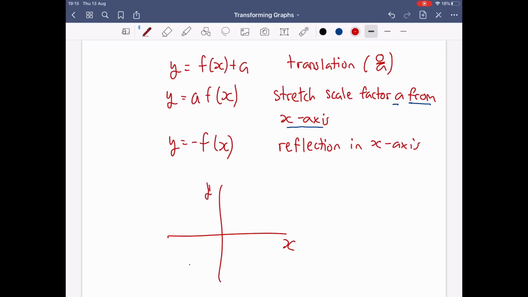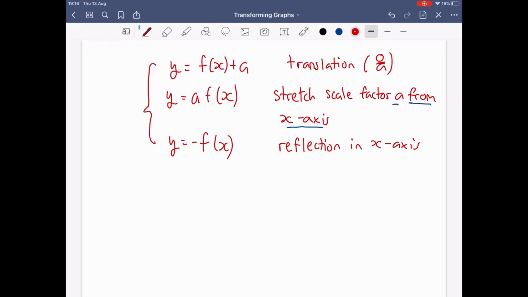So if you had something like this to reflect it, you'd keep the points of intersection, and let's say this was 2 away, you do 2 away in the other direction. And then you go like this, and that's what it would look like. So you just reflect it, and this is minus f of x. You just reflect whatever the function is. And this is half of what you need to know.